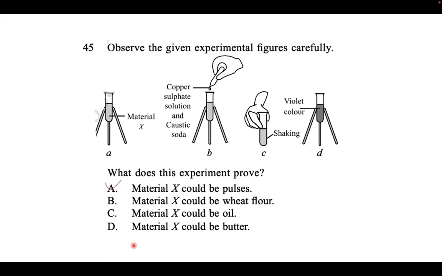According to the given experimental setup, when copper sulfate solution and caustic soda are added to material X and shaken properly, then the color of the mixture changes to violet, which means material X contains protein, hence it can be pulses. Wheat flour is rich in carbohydrates and oil and butter are rich in fats.